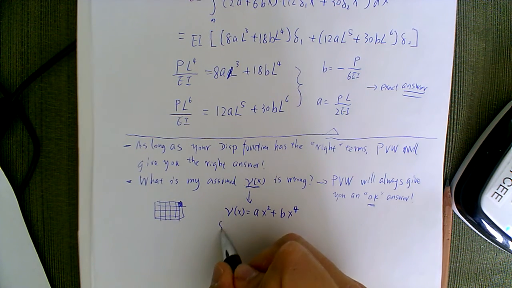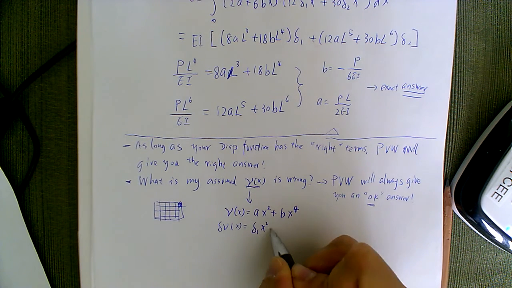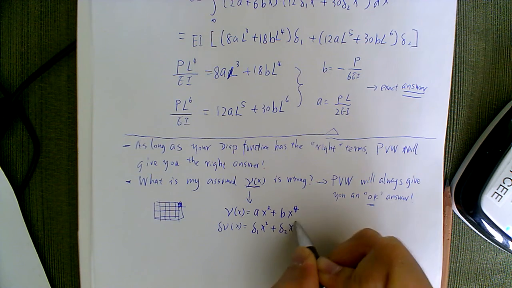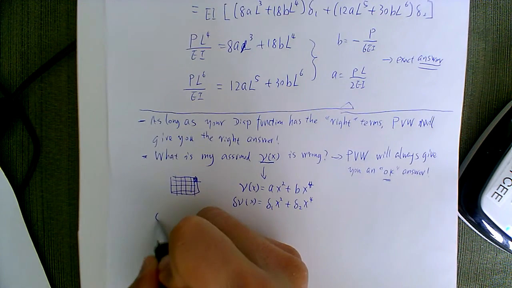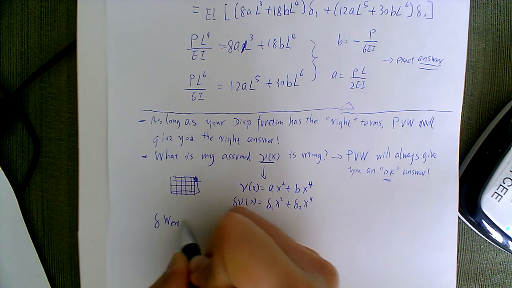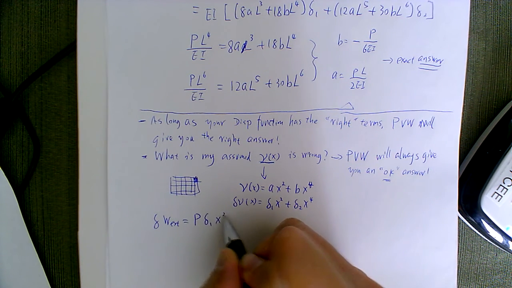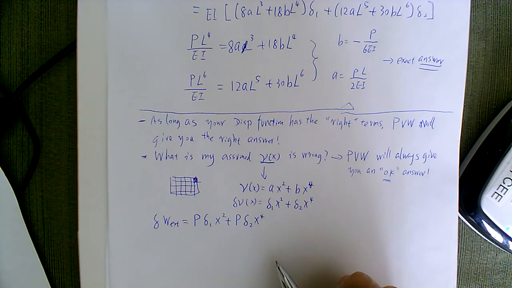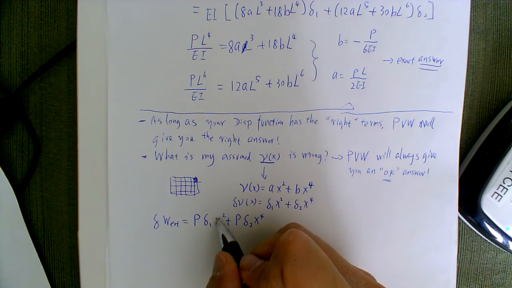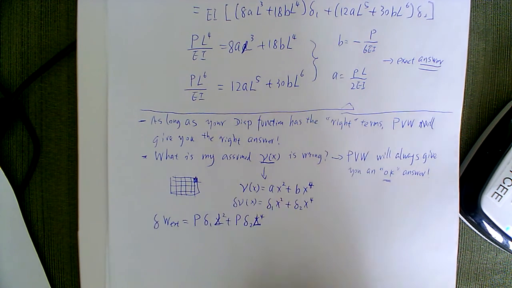And then just as if we don't know anything, we just say, hey, we're going to just do delta one x squared plus delta two x fourth. Okay, great. So you still do the same. You got your external work equals P delta one x squared plus P delta two x fourth. Oh, actually not x, I mean L, because it's at L.